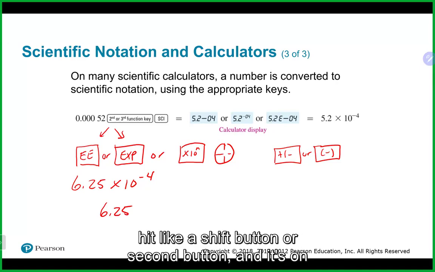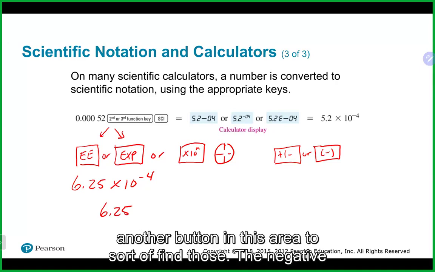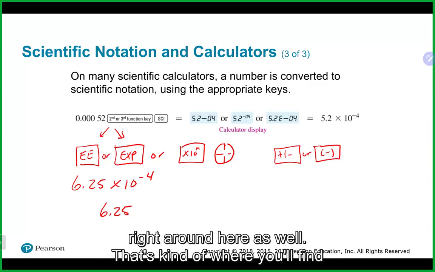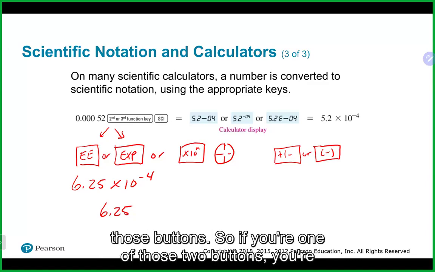Sometimes you may need to hit a shift button or second button, and it's on another button in this area to sort of find those. The negative buttons are often towards the bottom, or sometimes right around here as well. That's kind of where you'll find those buttons.